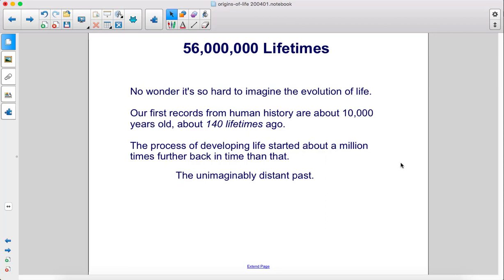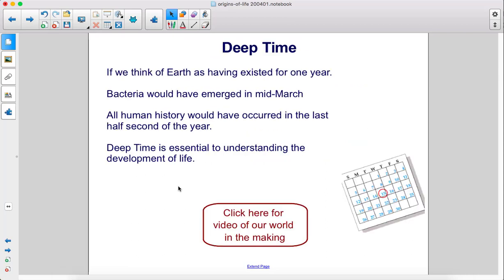Our first records from human history are about 10,000 years old, about 140 lifetimes ago. The process of developing life started about 1 million times further back in time than that, the unimaginably distant past. If we think of Earth as having existed for 1 year, bacteria would have emerged in mid-March. All human history would have occurred in the last half second of the year.